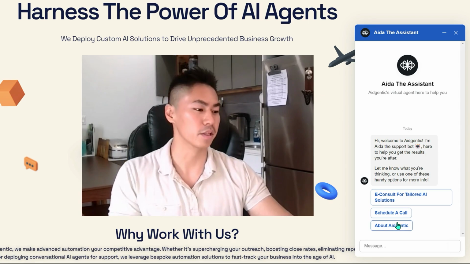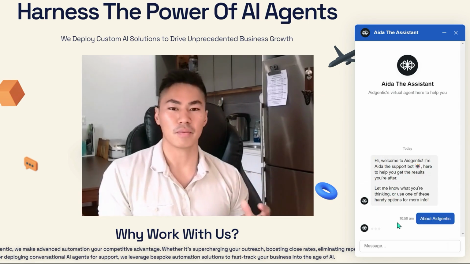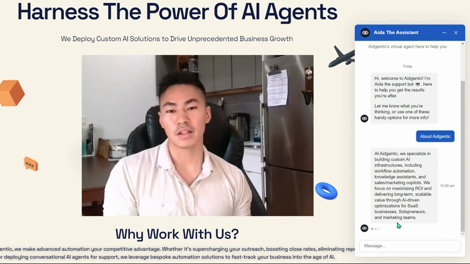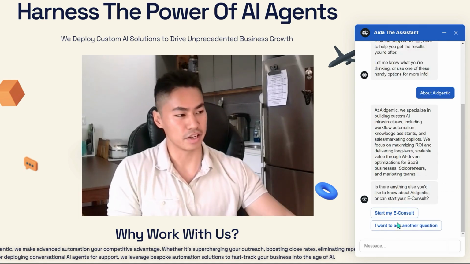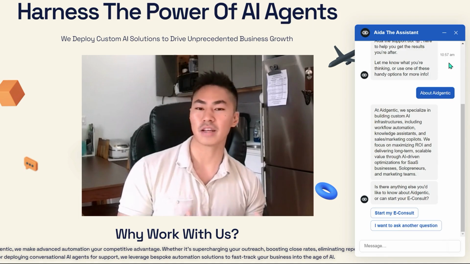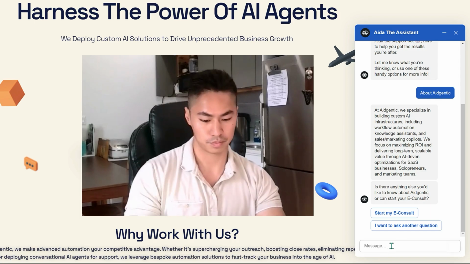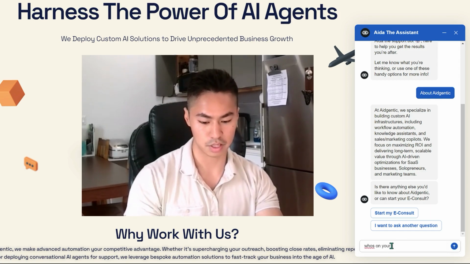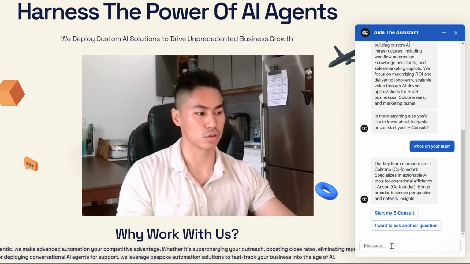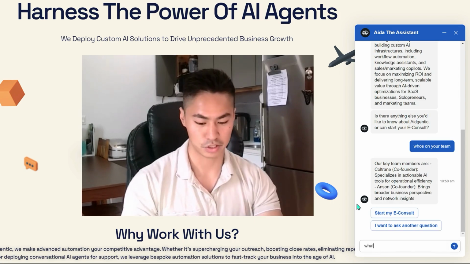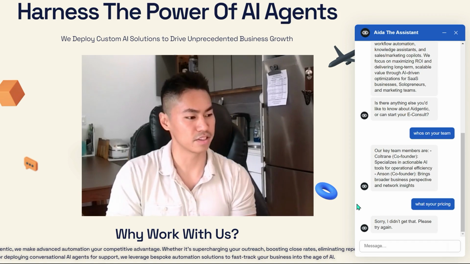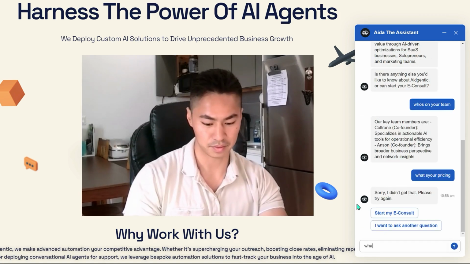There's three main capabilities. The first is really what excites me the most. Most LLMs are constrained to their training data, but here with Ada, we're able to ask questions about Aidgentic. So for instance, what do you do? Who's on your team? Then it says our key members are Culture and Anson. What's your pricing? Let's see if it still figures that out. Okay, no. There we go.